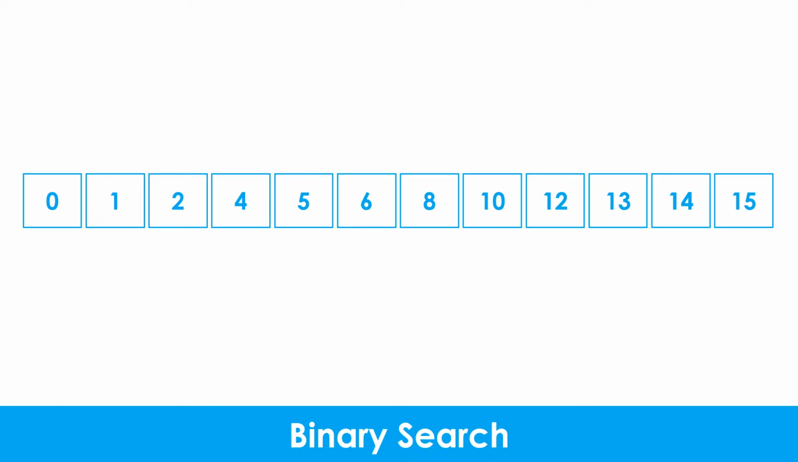Binary search is a good way of searching lists that have already been sorted. At each step, it halves the number of items it needs to look at. In this example, we are going to search for 14.